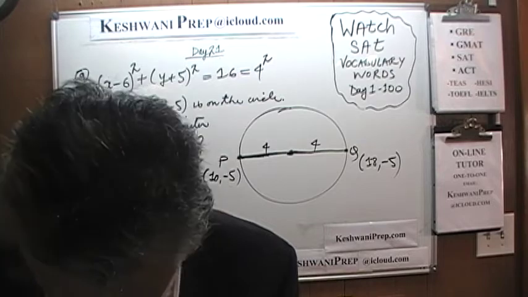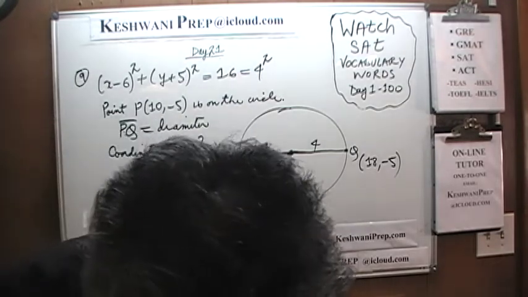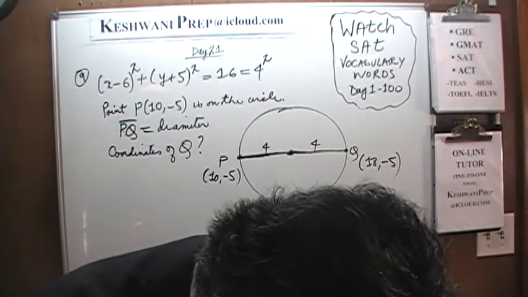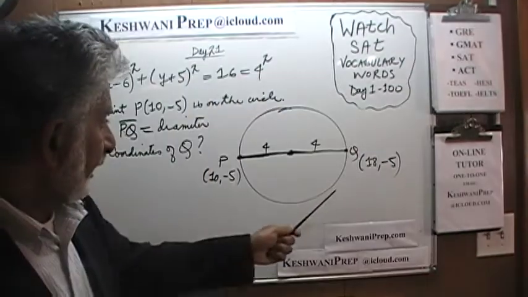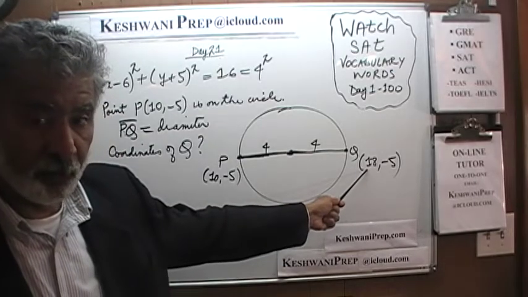And what is the answer choice? This is question number 9. Aha! We got a problem here. The problem is that none of the answer choices gives us this value. It is not wrong, though. That is the legitimate coordinates of point Q.